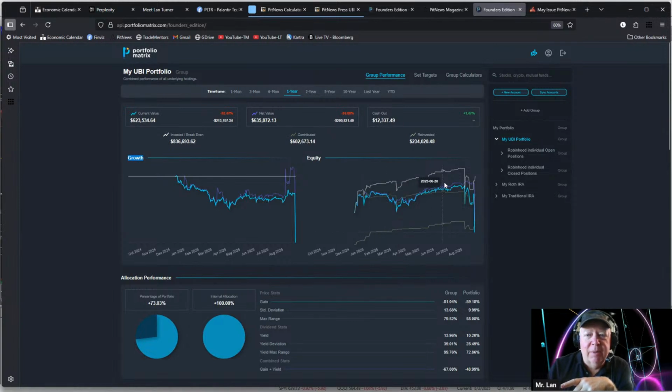The reason I was making money was because I was getting those big dividends. The big dividends were actually paying me equal to or greater than what I was losing on the NAV. So I really wasn't losing any money through that whole thing.